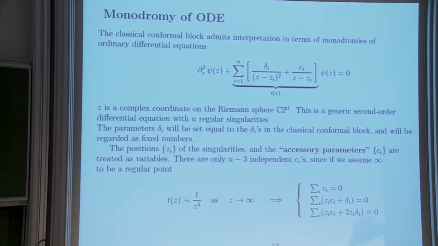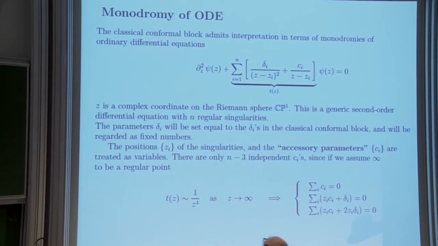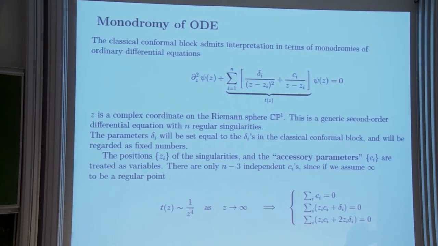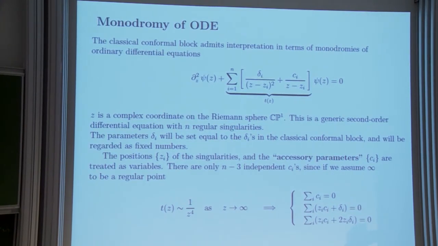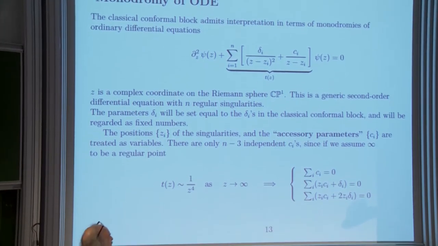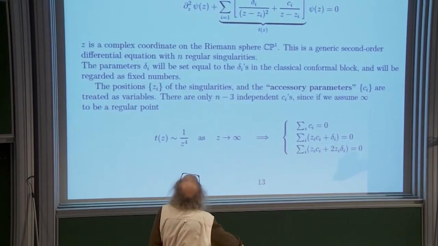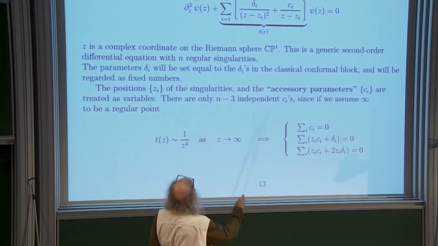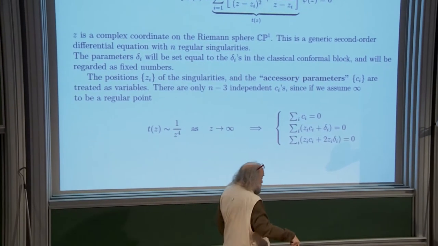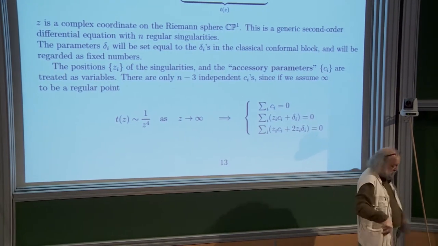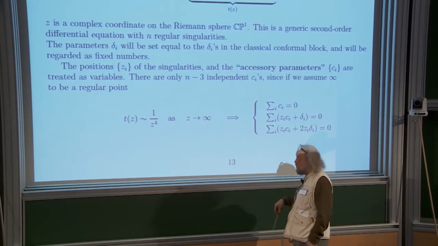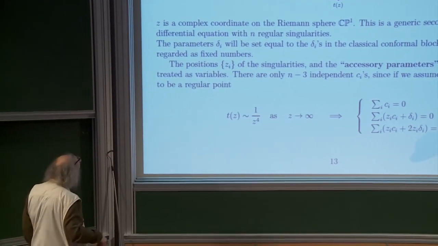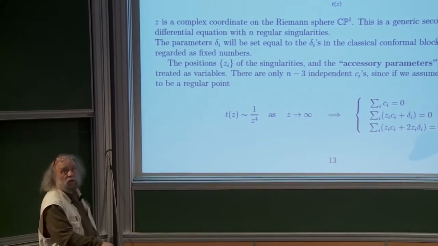Now, there is a neat and well-known relation. I think it's again a game we all played 30 years ago. A relation of this thing to the monodromy properties of a second order differential equation. So consider a differential equation of this type, with a variable z regarded as a coordinate on a Riemann sphere. This is a differential equation with n regular singularities on the sphere.